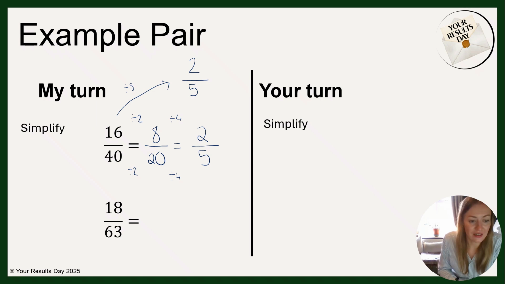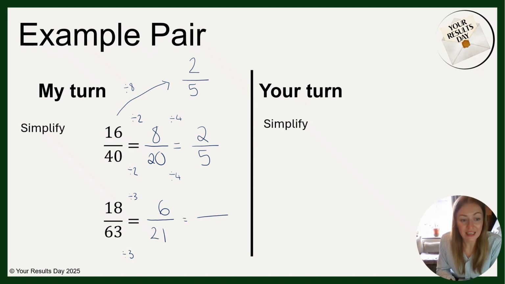In this second question, I can see that they're not both in the 2 times table because 63 is an odd number. They'd have to be even to be in the 2 times table. They are both in the 3 times table. I can do 18 divided by 3, which is 6, and 63 divided by 3 is 21. And I can see again that they're in the 3 times table again. So divide by 3 again. 6 divided by 3 is 2, and 21 divided by 3 is 7.